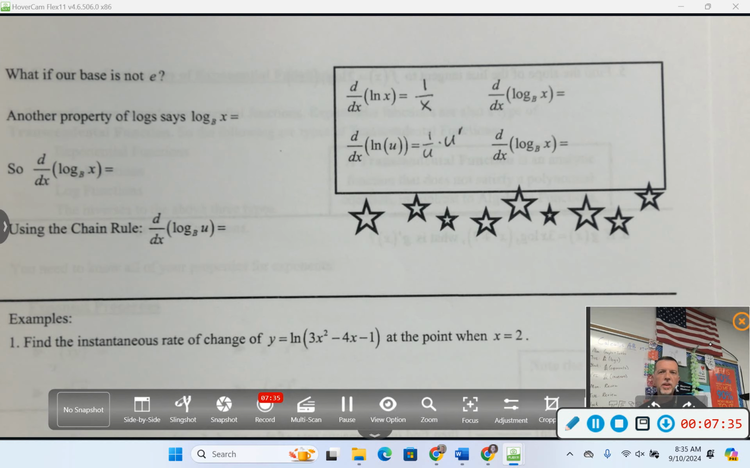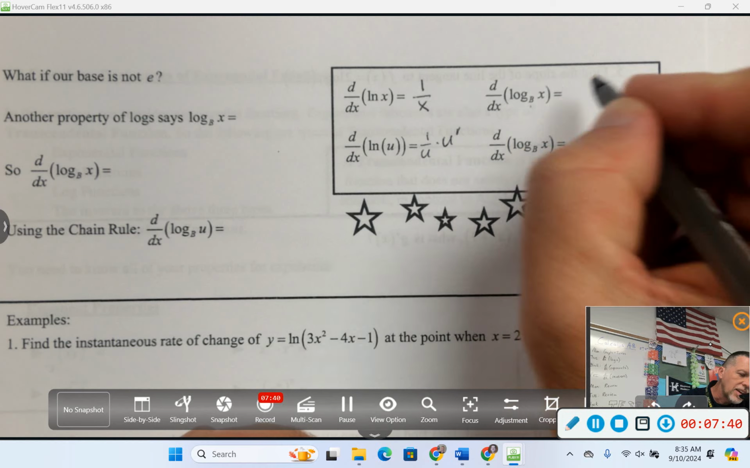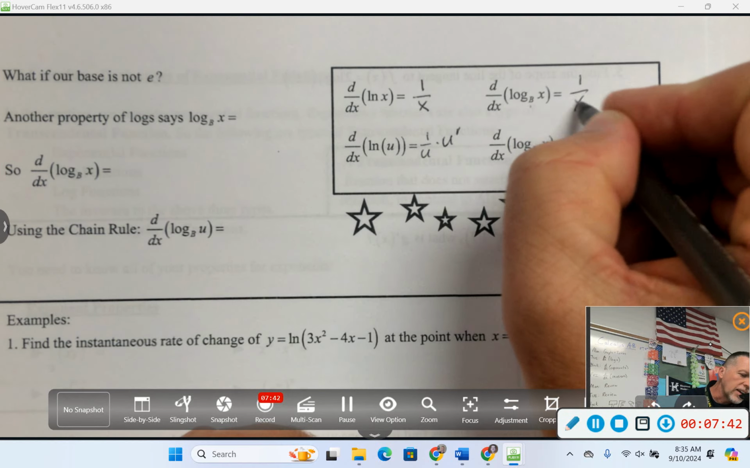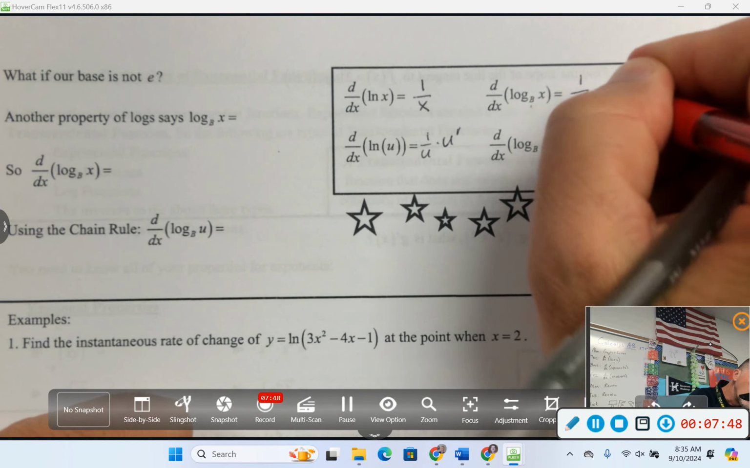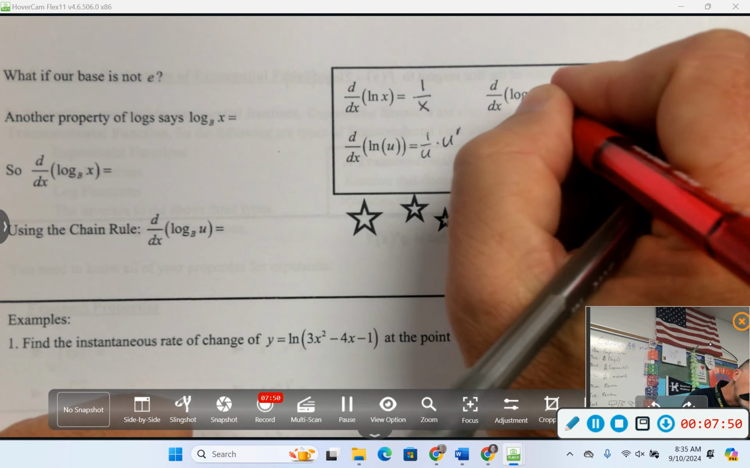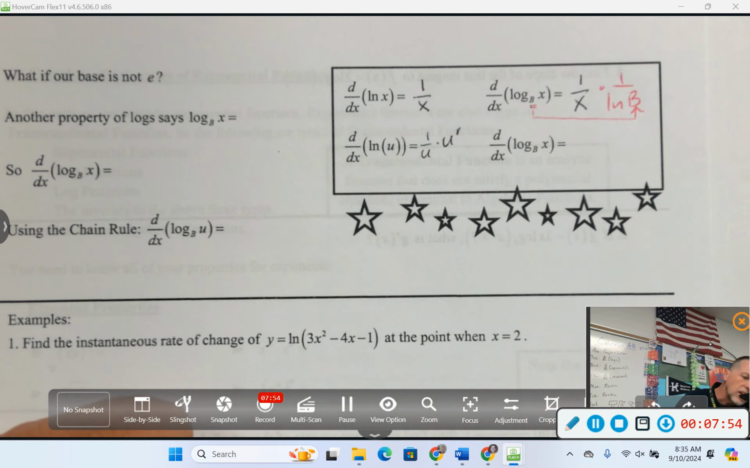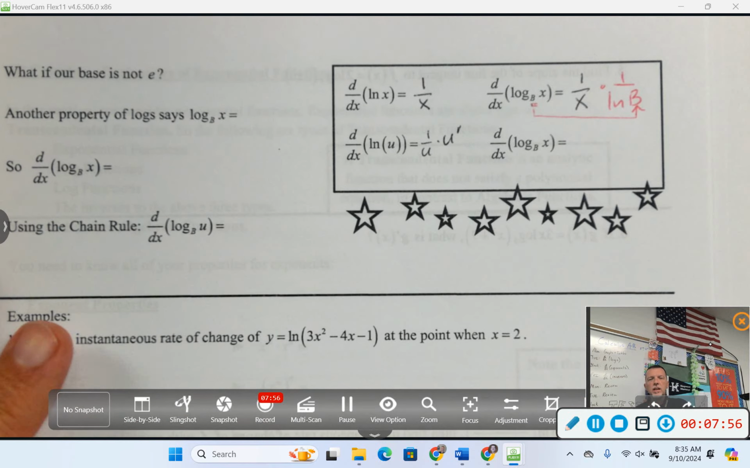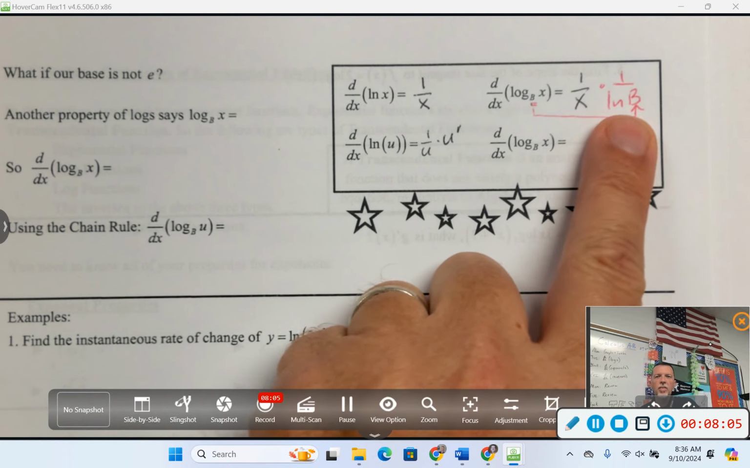Log base b of x. Okay, so we have a different base. It's still 1 over x. That rule still applies. But here's the new thing. It's also 1 over natural log of b, whatever that base is. So that's another reason to prefer natural logs, because you don't have to worry about that.